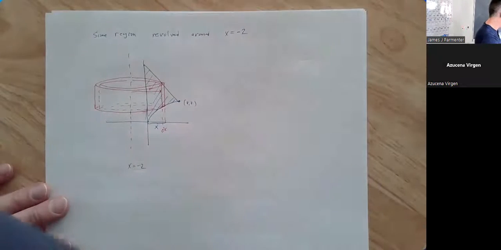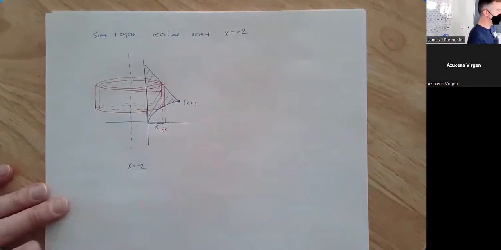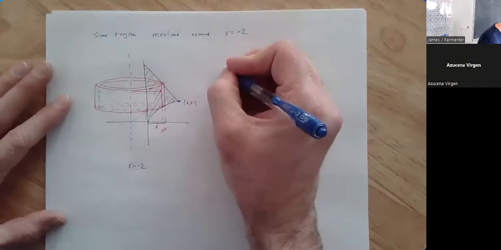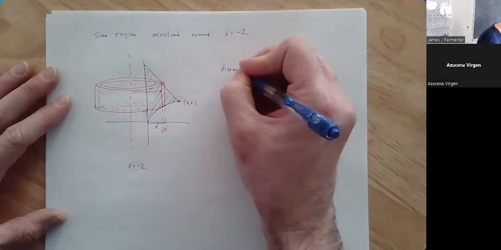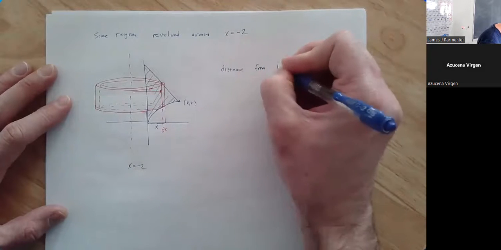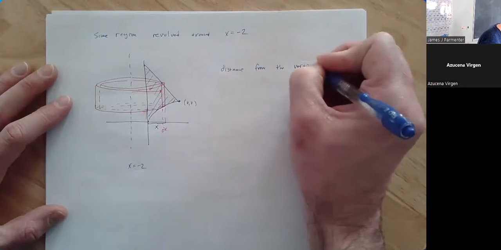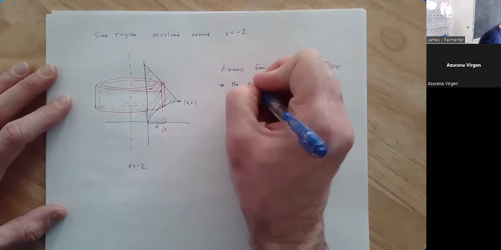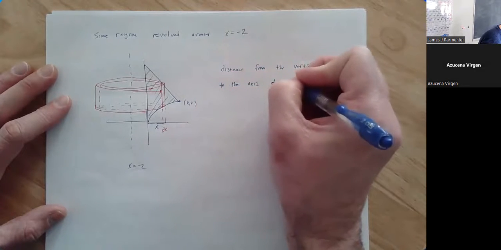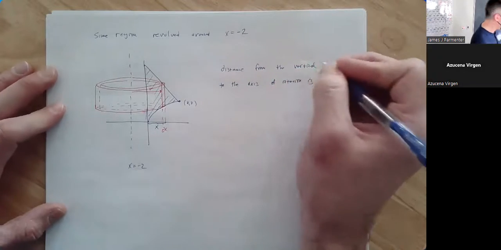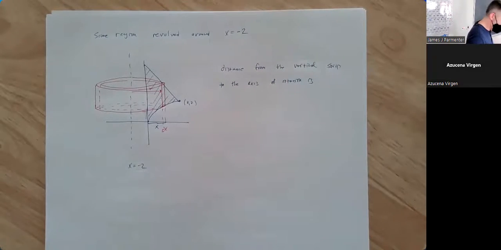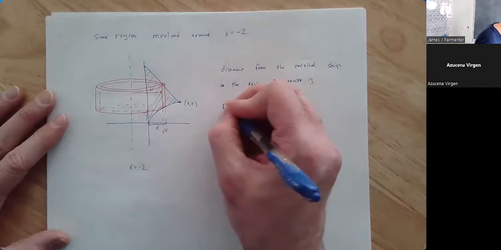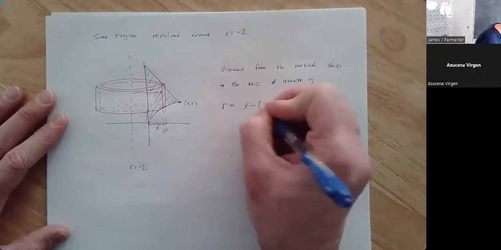Well, say again? Right. Well, my x is slightly different, but you're totally right. So the distance from the vertical strip to the axis of rotation is, well, the way we find the distance between any two things is we subtract them. So the radius is x minus -2.